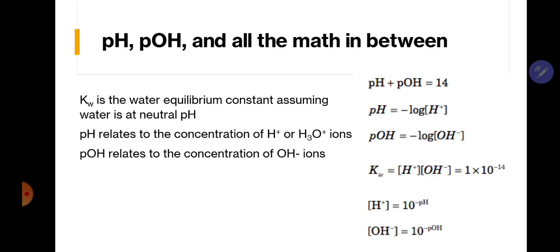So we have Kw, that's our equilibrium constant, assuming that our water is at a neutral pH. And that's this formula right here. So we have our concentration of hydrogen ions, our concentration of hydroxide ions, and it's all equal to 1 times 10 to the negative 14.